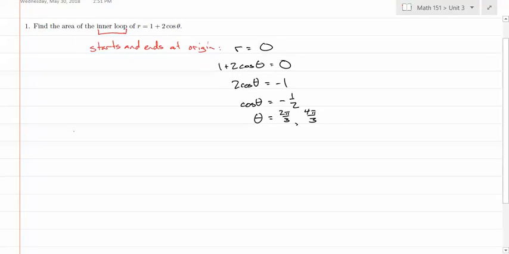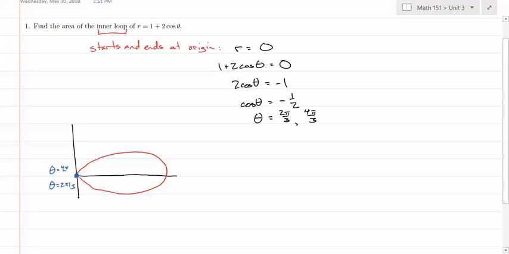Let me draw this a little bit bigger here. The inner loop looks like this, nice and symmetric. The point where that inner loop starts is theta equals 2 pi over 3. The point where it ends is theta equals 4 pi over 3. As theta increases, it gets traced around like this. Notice this point right here, this is actually theta equals pi.